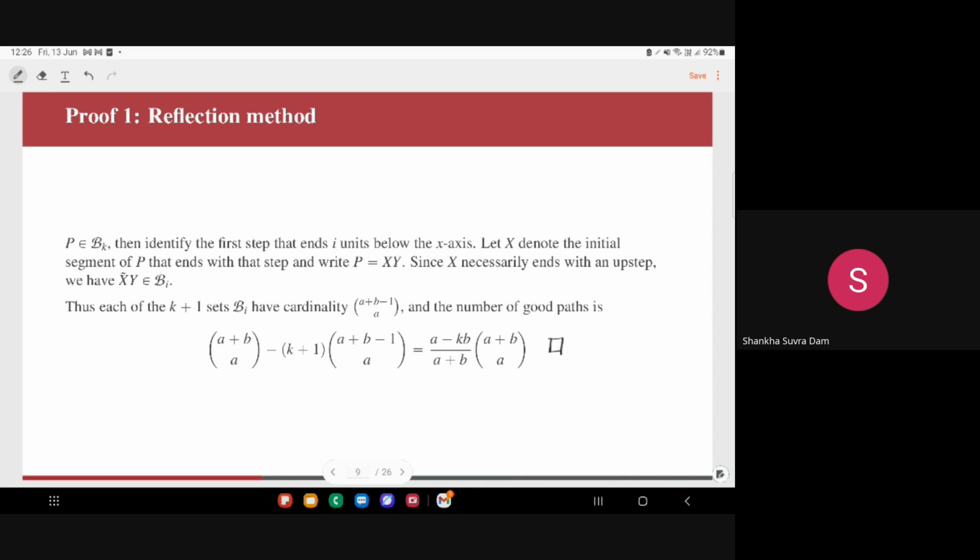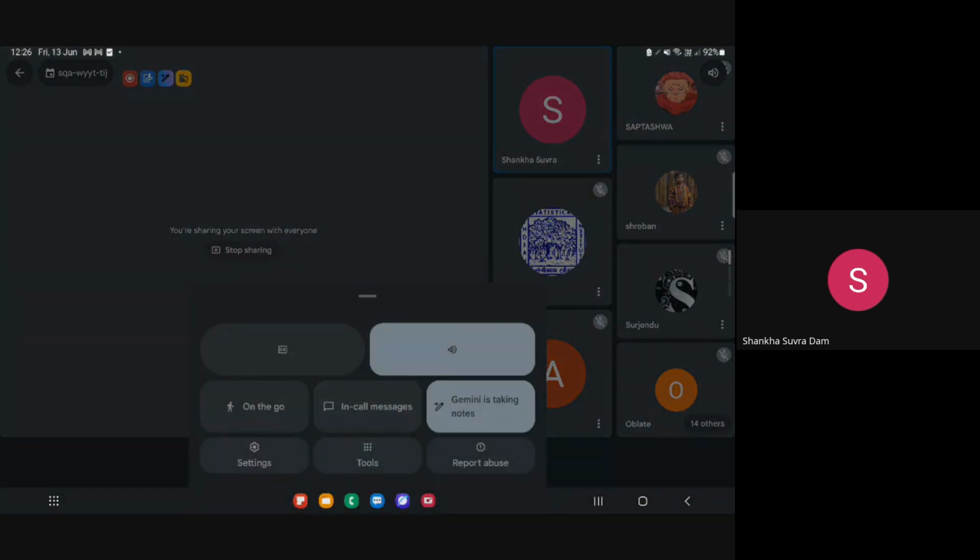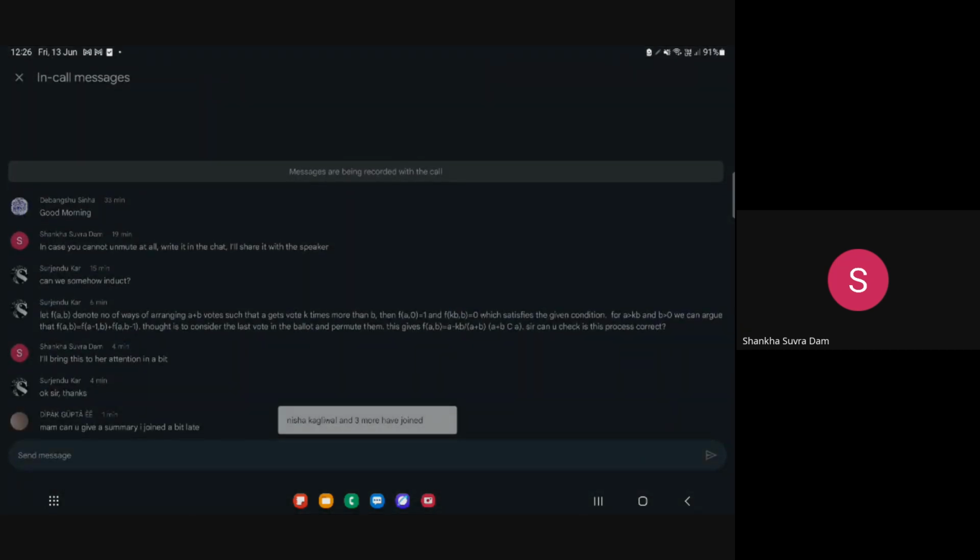Just 1 second. Gurjendra Kaur also provided a solution in the chat. I would like you to just check the chat. Yeah, it is a bit long to say verbally. Let F(a, b) denote the number of ways of arranging. Yes, this is the exact thing that we are going to explain in the second method.